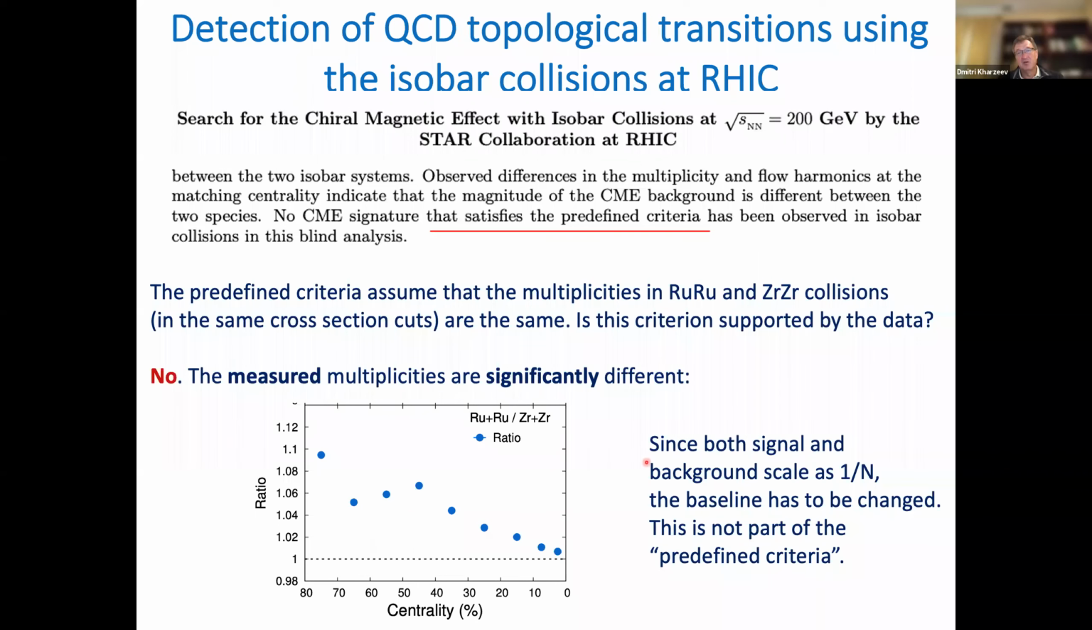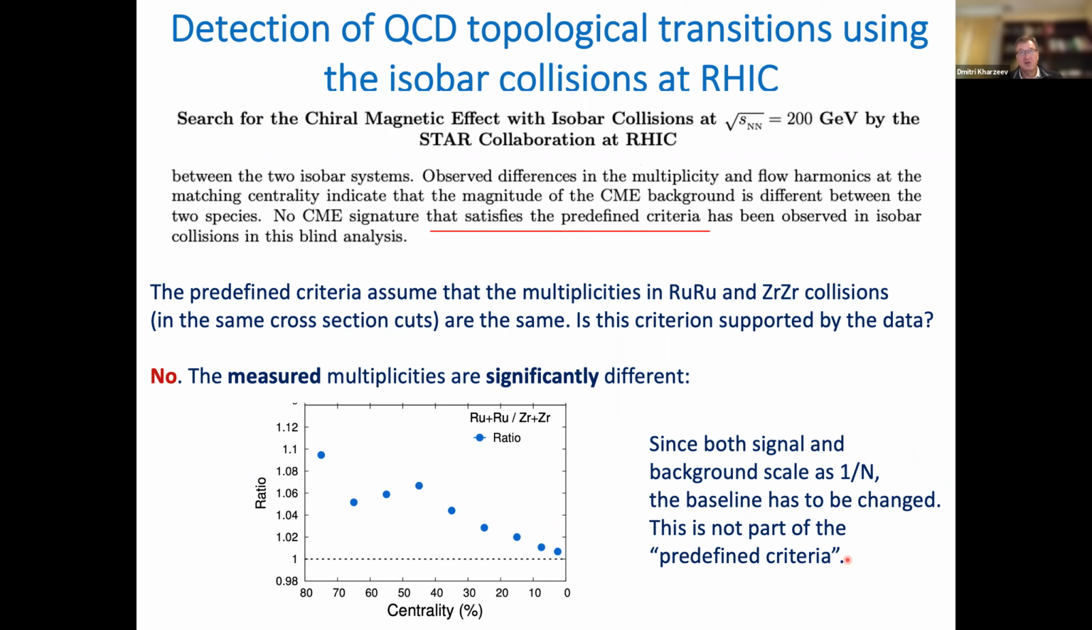And now we know that both signal and background scale as 1 over multiplicity. And therefore, if I look at this ruthenium-ruthenium to zirconium-zirconium ratio, of course, I have to correct for this difference in multiplicity. And this is not part of the predefined criteria. So the predefined criteria assumed that these multiplicities would be the same.